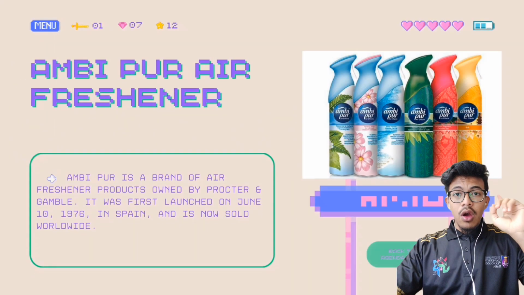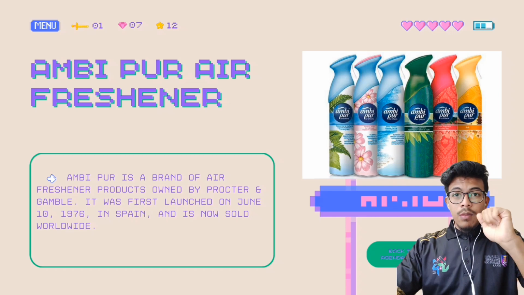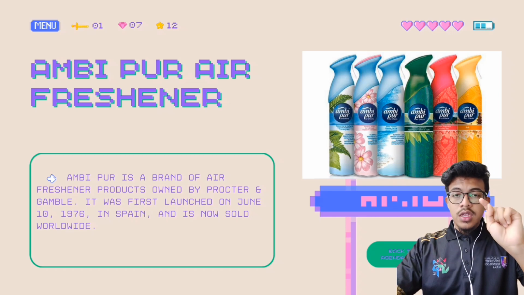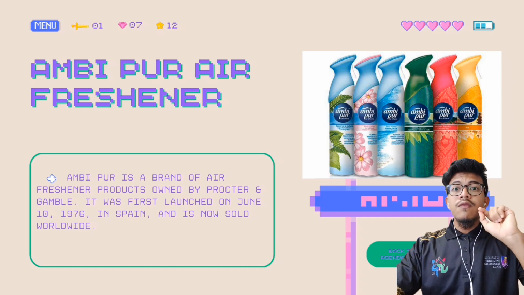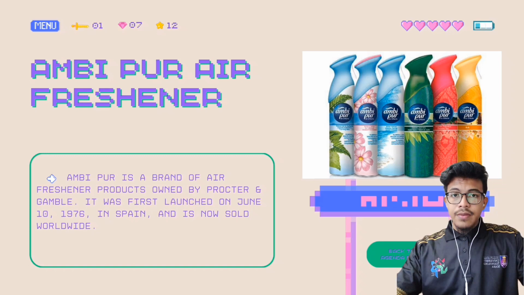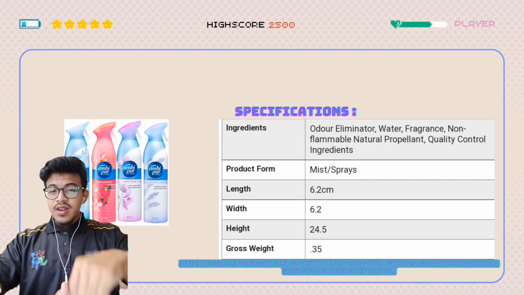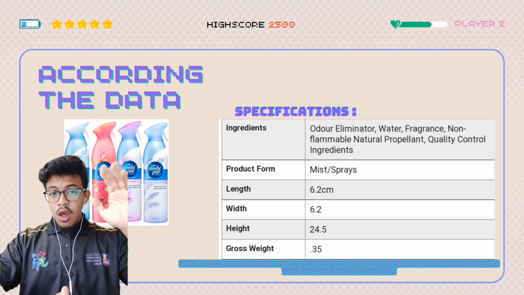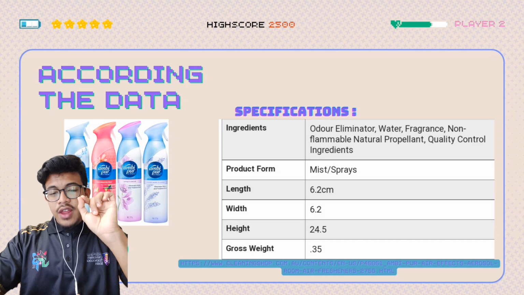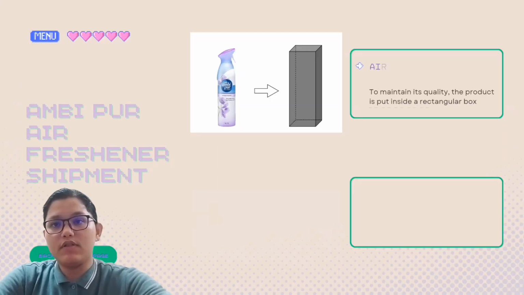This is Ambipure Air Freshener. Ambipure is a brand of air freshener products owned by Procter & Gamble. It was first launched on June 10, 1976 in Spain and is now sold worldwide. According to the data, this is the specifications of what it contains and the size of the Ambipure air freshener.